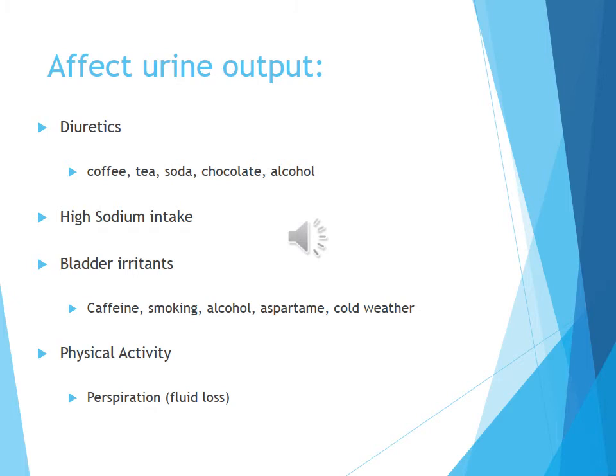Things that affect urine output: diuretics like coffee, tea, soda, chocolate, alcohol. High sodium intake can do it. Bladder irritants like coffee, smoking, alcohol, cold weather. Physical activity like perspiration, fluid loss. That's where you run into seeing dehydration, especially in runners.